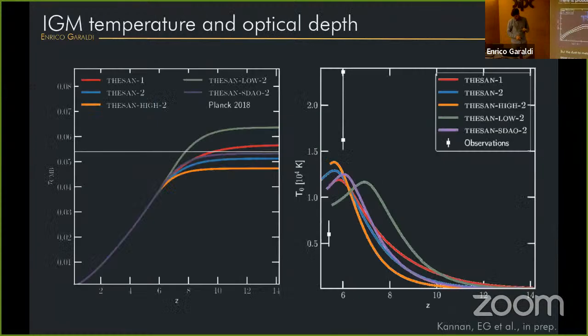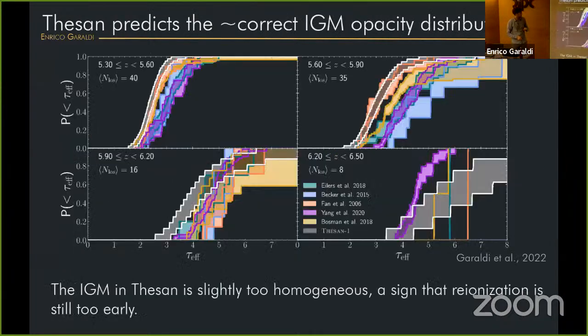Well, this is kind of a prediction slash post-diction. This is the effective optical depth of the IGM in four different redshift bins, and it's just the PDF. White is Thesan, colored data sets are our observational data. Many of these came out before or at the same time as Thesan, but we seem to do a decent job, except at the highest redshift bin, which I don't fully understand yet. And it might well be that there are only a few sources in this data set, so I would be cautious about this.